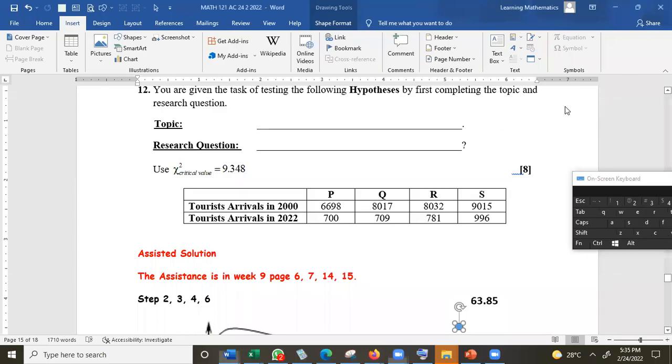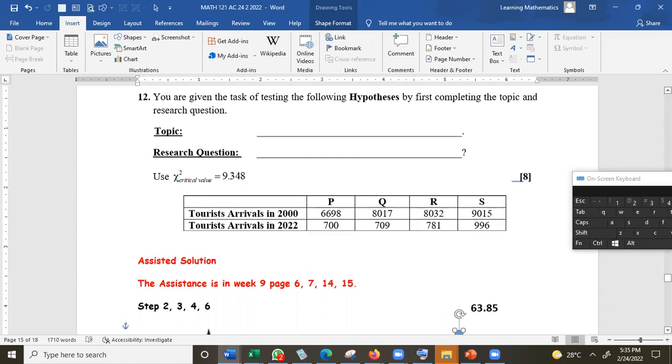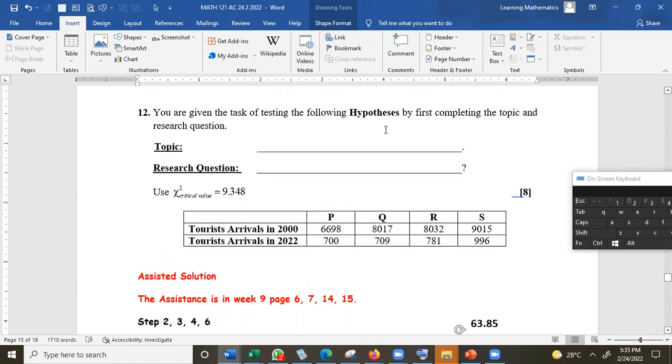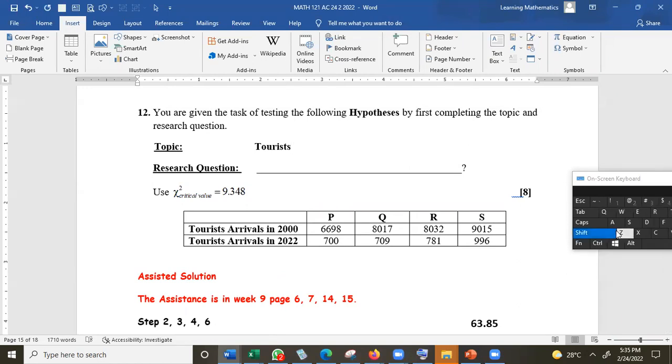This question says, you are given the task of testing the following hypotheses by first completing the topic and research question. Let's take a look at what appropriate topic we can put there. So it marked tourist arrivals in 2000 and tourist arrivals in 2022. So the topic can be tourist arrivals. As you know, the topic is kind of subjective, so you can rephrase it all you want to.